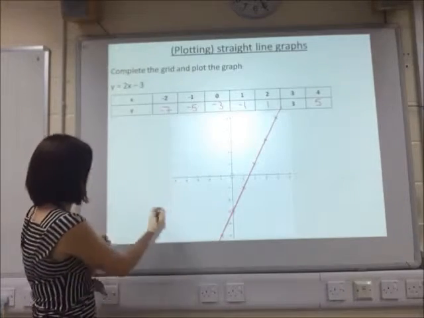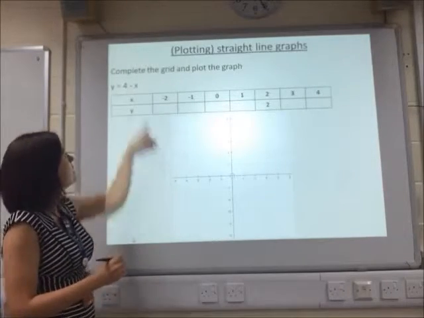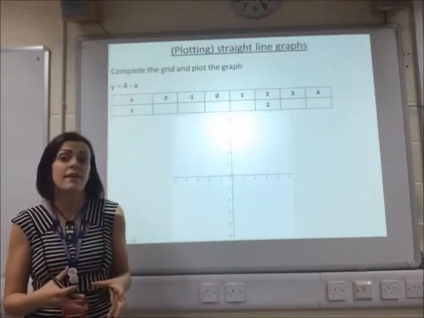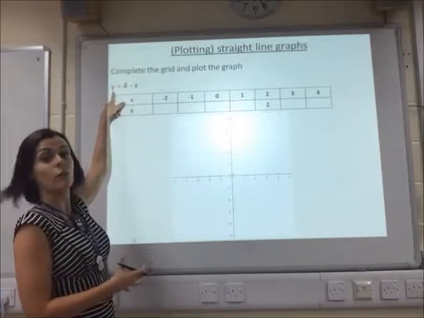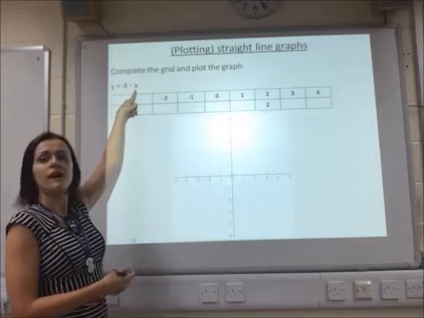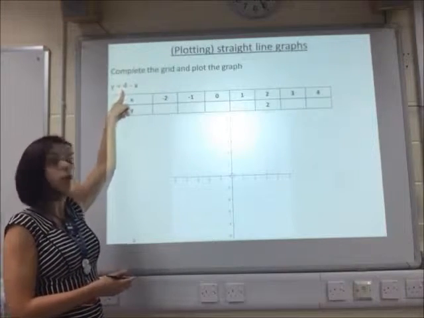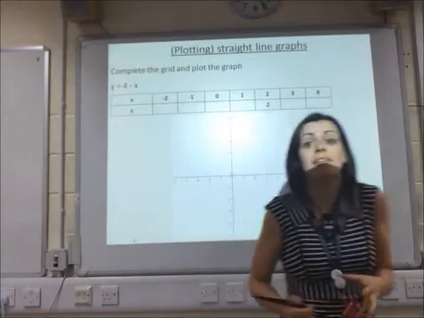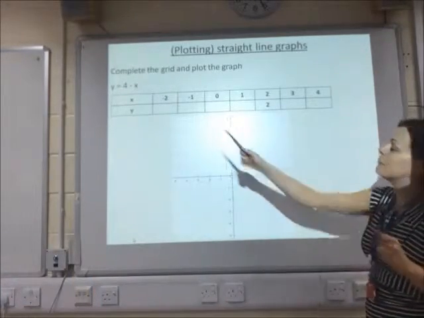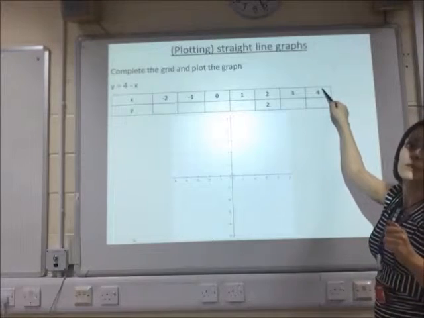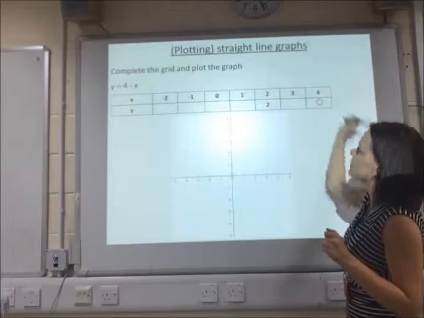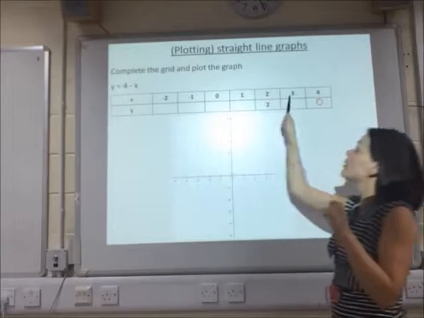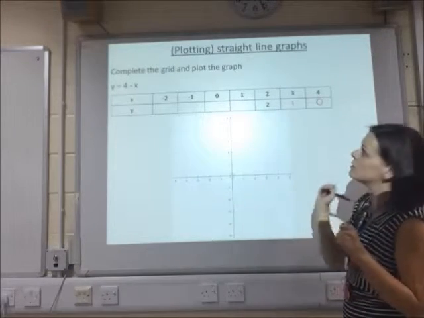Okay, so in the same way, the second one on your card, this one's slightly different because the rule is telling me not to double or anything like that this time. It's saying to get the y coordinate, subtract the x coordinate from 4. So I'm going to start with the positive numbers again because I find them easier. I'm going to do 4 take away 4. So I'm going to get 0 for that one. Then I'm going to do 4 take away 3 and get 1.